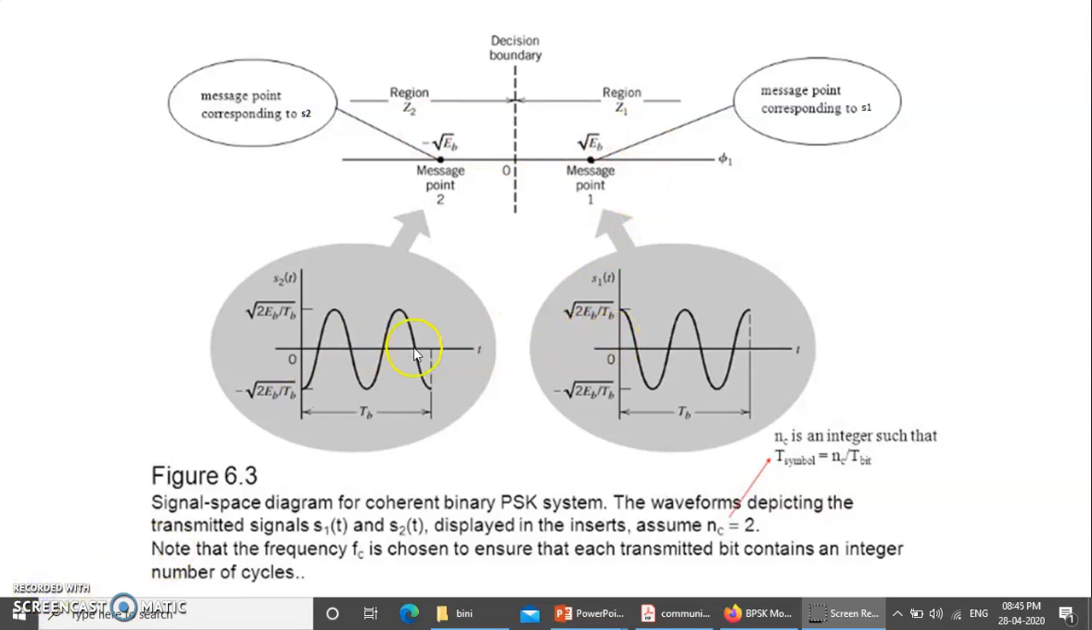And this waveform shows the transmitted signals S1 of t and S2 of t with Nc equal to 2. So Nc is the number of carrier cycles in the bit duration Tb. So here it is 2 carrier cycles. So this is S1 of t and this is S2 of t. S1 of t is root Eb phi 1 of t, and S2 of t is minus root Eb phi 1 of t.